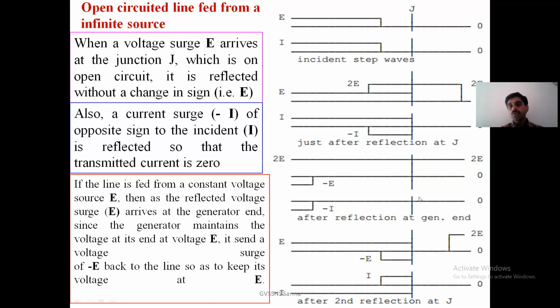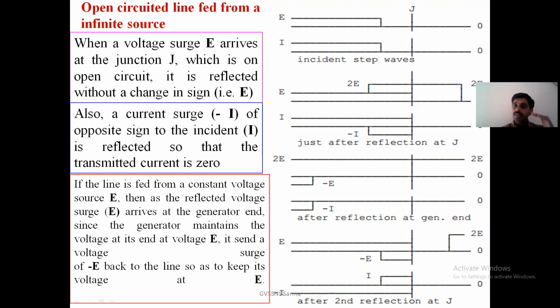For an open circuit line, that is one case. If you take another case, if the line is fed from a constant voltage source E, then the reflected voltage surge E arrives at the generator end, the generator which supplies E. But one important point is that since the generator maintains a constant voltage E at its end, it has to send back a voltage of minus E back to the line.